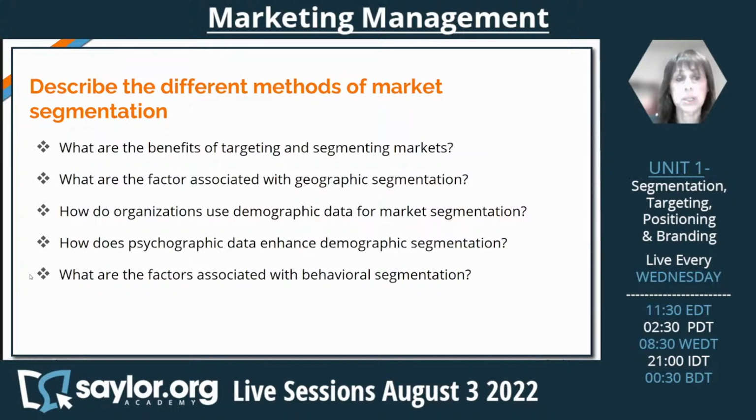So the first learning objective is to describe the different methods of market segmentation. The topics that we will explore for this learning objective include the benefits of targeting and segmenting markets, the factors associated with geographic segmentation, how organizations use demographic data for market segmentation, how they use psychographic data to enhance the demographic segmentation, and we'll talk about those elements specifically, and the factors associated with behavioral segmentation. So you can see that there are many different ways that markets can be segmented, and we will, in this unit and in this learning outcome, explore those.